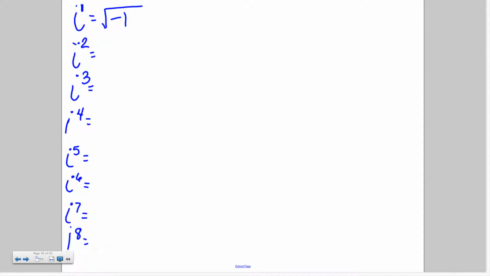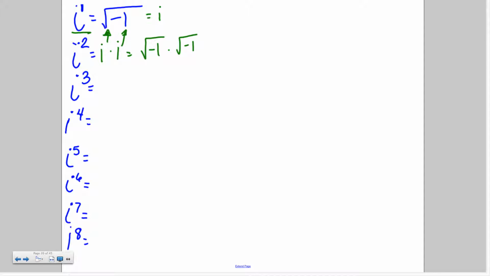All right, so I want to show you a little pattern here. We know that the square root of -1 is i, as we saw before. Well, i is also i to the first, which we have at the beginning. Now, i squared just means that we multiplied i times i, which is also the square root of -1 times the square root of -1.